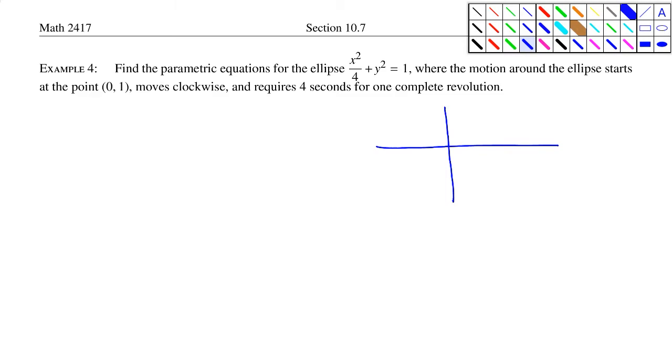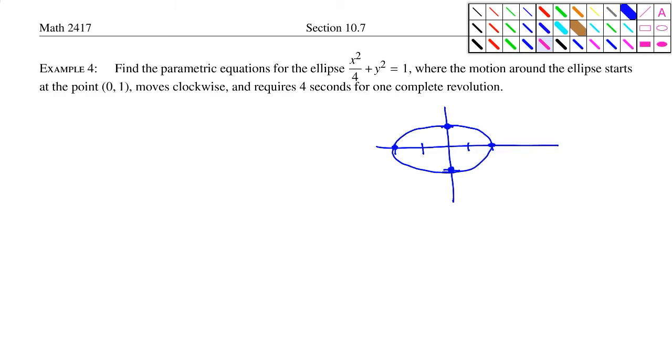We know that the semi-major axis is 2, and this is all centered at the origin. The semi-minor axis is 1, so it's going to go up 1 and over 1. So here's what the ellipse looks like, more or less. Now the question is, where is the parameter and how does it define the motion?